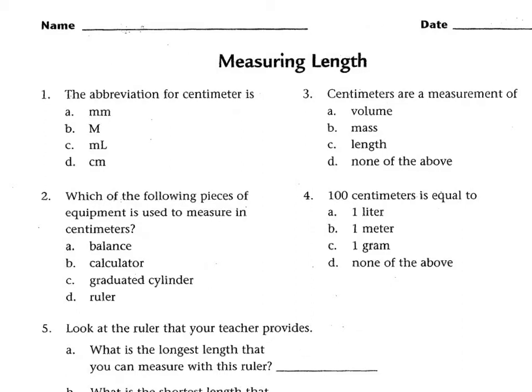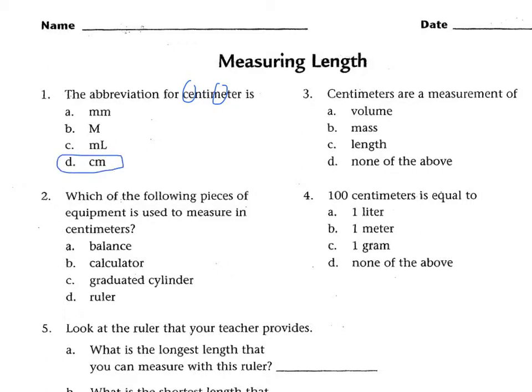Alright, we're going to take a look at our measuring length worksheet, and we're going to go through some of this so you can get the correct answers. We're going to need to measure length and volume for our lab on Friday when we find the density of objects. So for question 1, the abbreviation for centimeters, we take the C from centi and the M from meter, so our correct answer is D, centimeters.